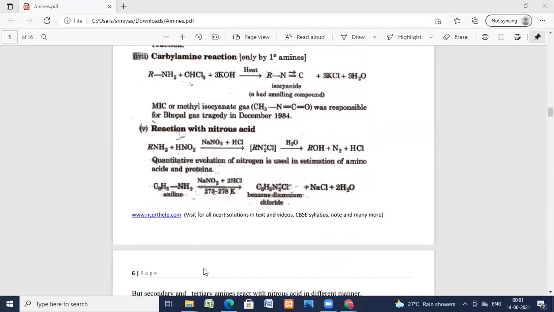Now we'll see the reaction with nitrous acid. RNH2 on reaction with HNO2, in presence of NaNO2 and HCl, forms RN2Cl, diazonium chloride, and further on hydrolysis we get alcohol, nitrogen is liberated, and HCl is formed. So quantitative evolution of nitrogen is used in the estimation of amino acids and proteins.